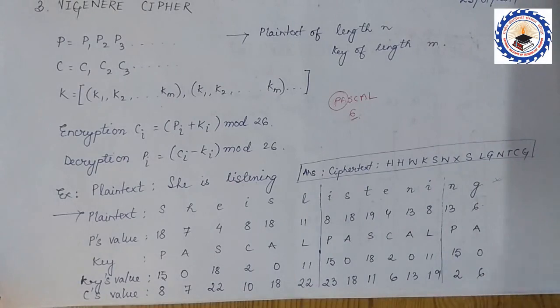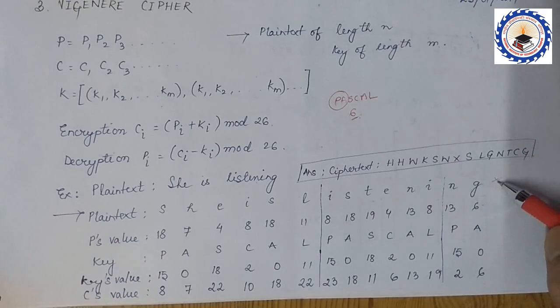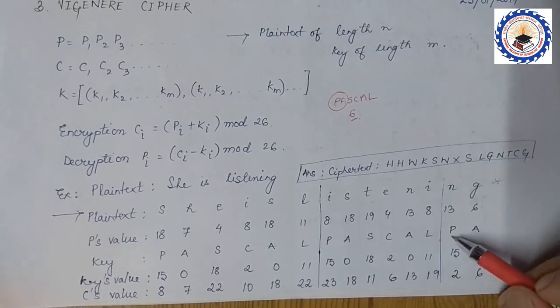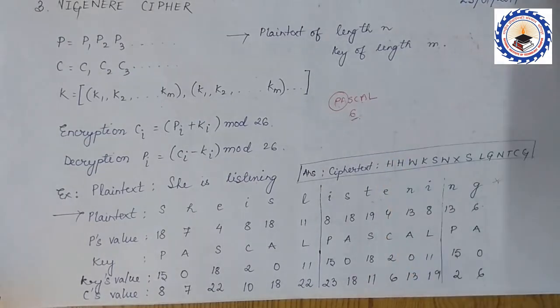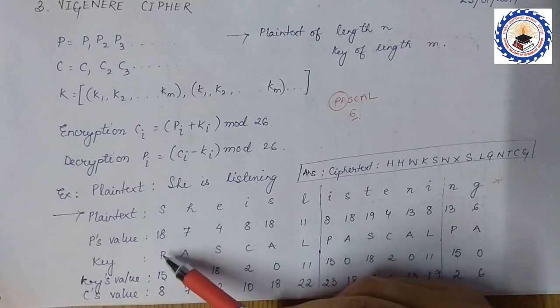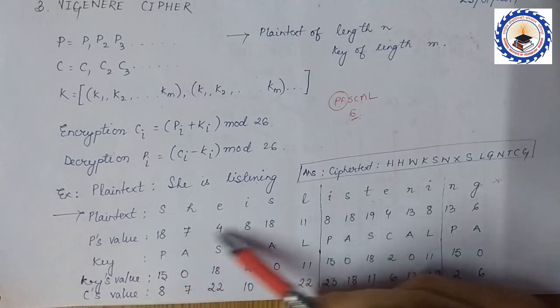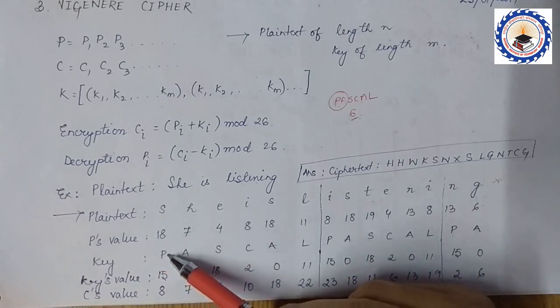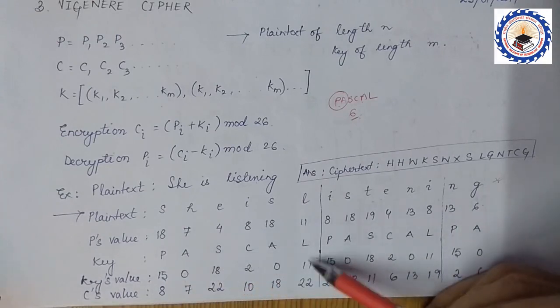We should always start from the left, from the beginning, and consider only that number of letters in the given plain text. Since here we have only 2, we have considered only P and A. If we had 4 here, then you would consider the 4 letters, starting from the left. For the plain text we have already converted it into P's values, and for the key we have to convert it into K's values, the corresponding values of the given key here.